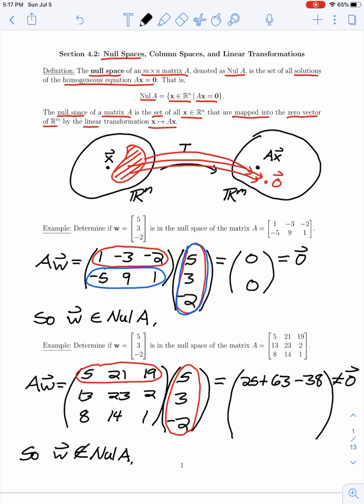For the second row here, we would have 65 plus 69 minus 4, and 40 plus 42 minus 2. But again, as soon as we see that one entry in this product is non-zero, we know that it could not equal the zero vector. So it's easy to verify whether a given vector is in the null space of a given matrix. We just take this product and see whether or not we have the zero vector.